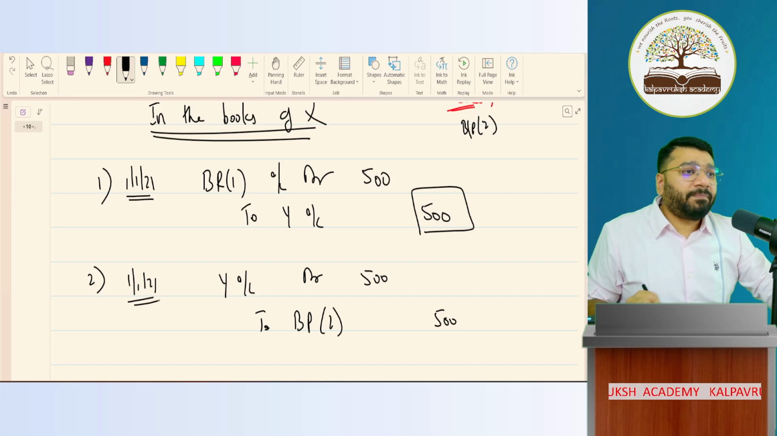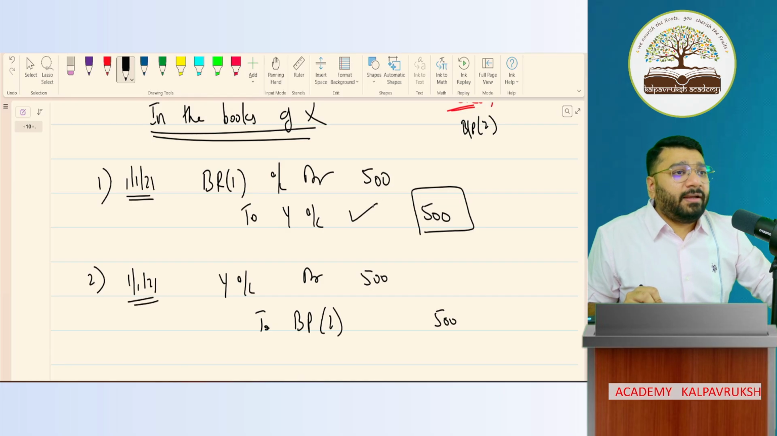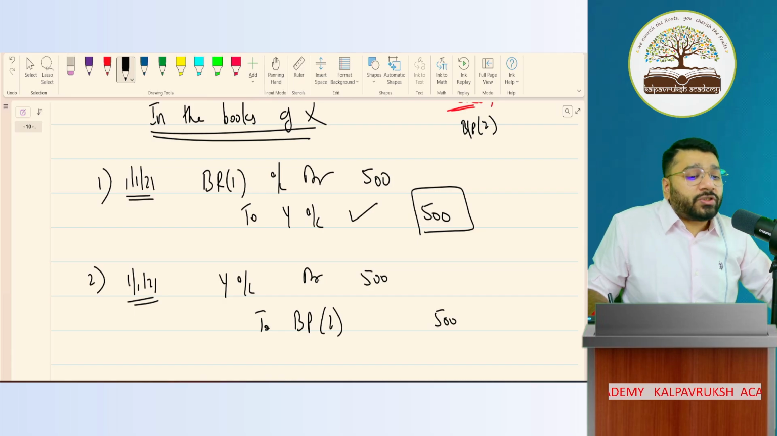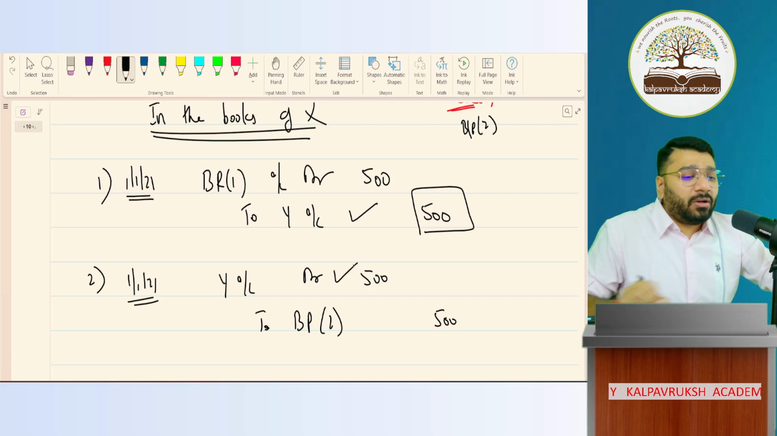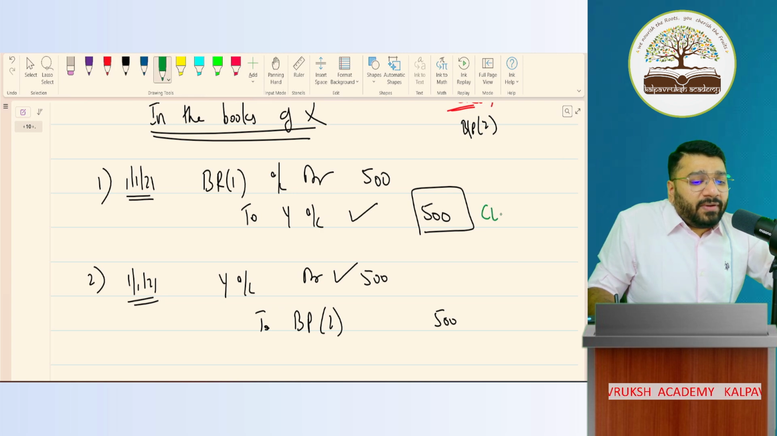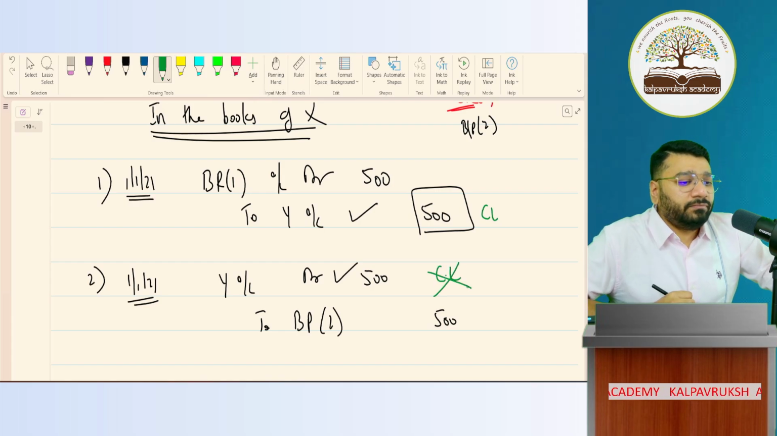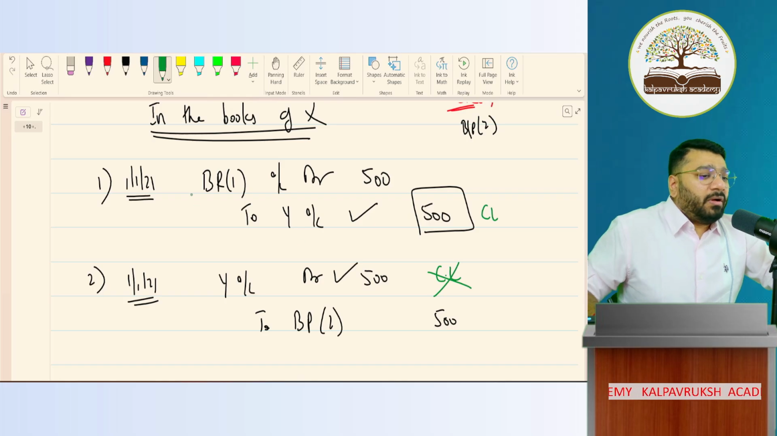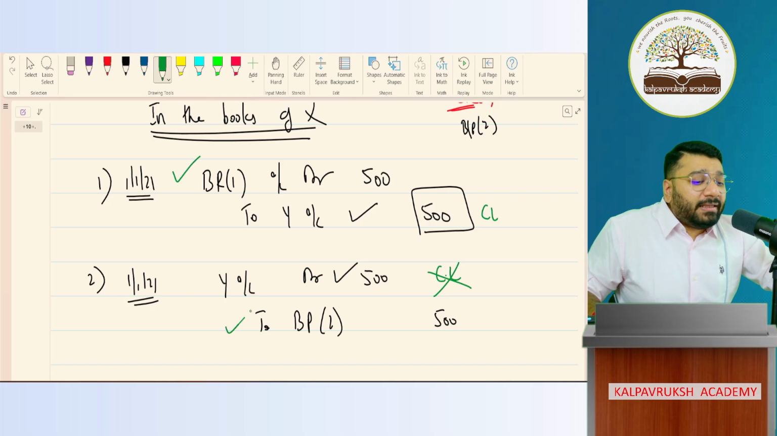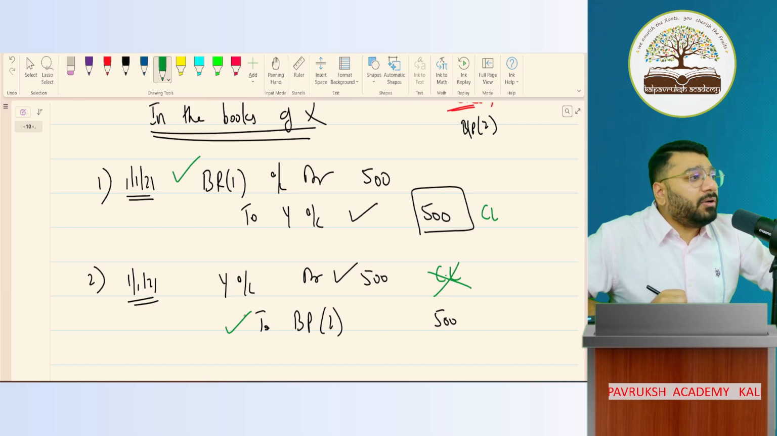So the liability you created in the previous transaction is closed in the next transaction. Got it, not got it? Clear or not clear? So this is creation of liability, and this is closure of liability. So I have one asset which I'll knock off with another liability. Got it, not got it? Okay.